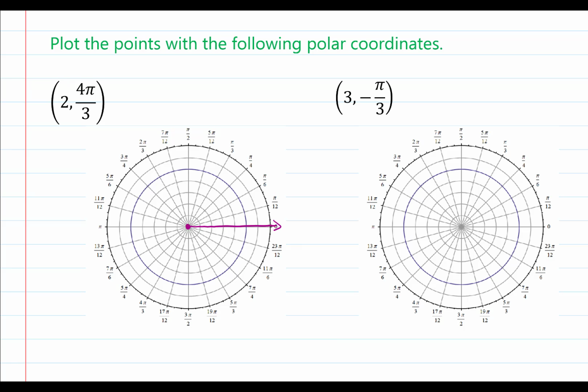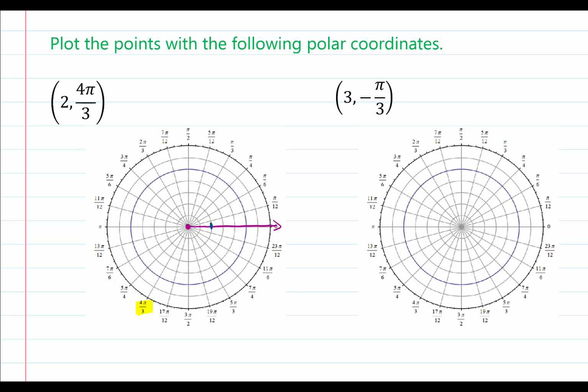Now for the first point, it's 2, 4 pi over 3. So I'm going to start by going out 2 units along the polar axis. So I'm looking at this concentric circle here, which is 2 units away from the pole. And then I'm going to rotate to 4 pi over 3. So rotating around the coordinate plane, because it's a positive 4 pi over 3, I'm going to rotate counterclockwise until I get to 4 pi over 3, which is located right here in the third quadrant.